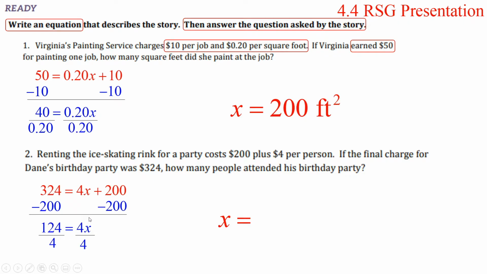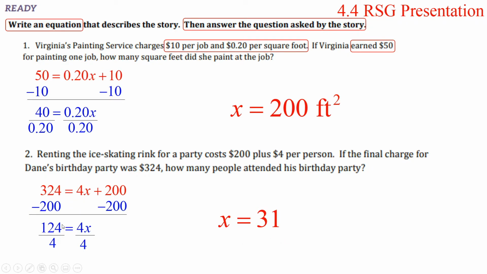So on the right hand side here, the 4's would cancel out, leaving x equals, and how many times does 4 go into 124? Well, doesn't 4 go into 100, 25 times? And then 4 goes into 24 6 more times. All right, is that going to be 31? Well, let's see. Yep, 31, there it is.